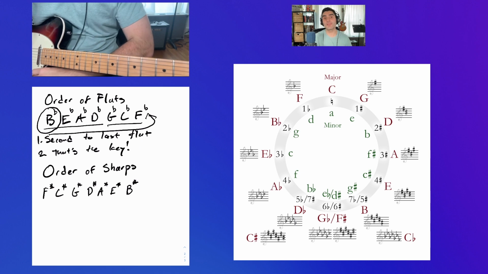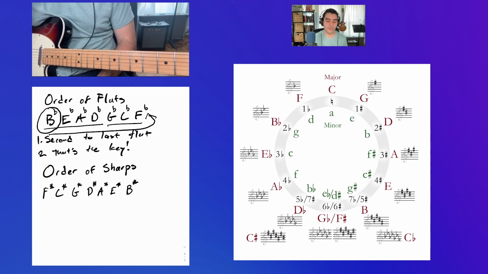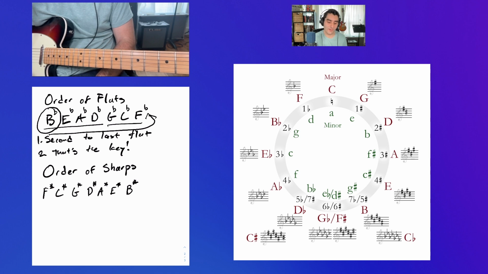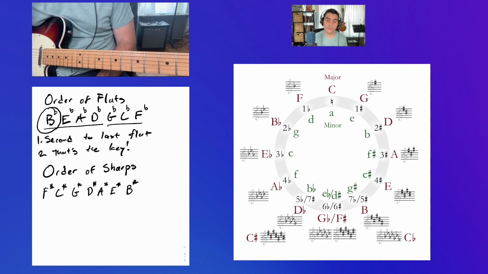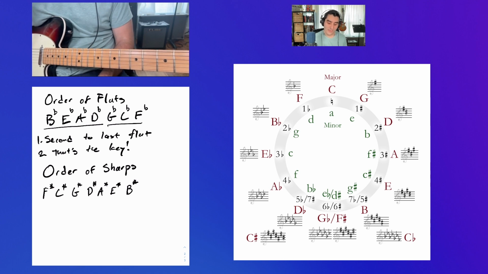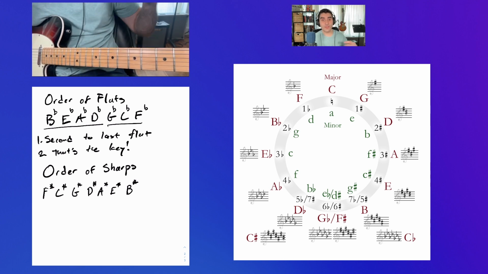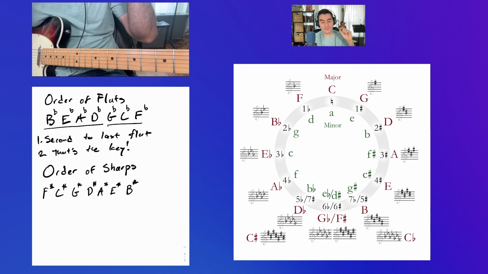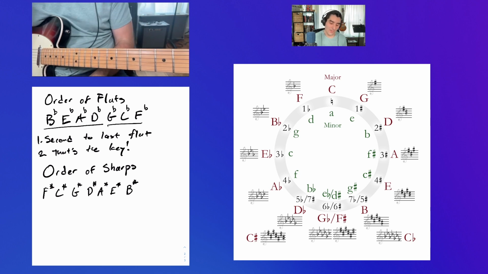That is the only thing that's a little bit confusing about figuring out a flat key signature: you have to remember that the key signature that only has one flat in it is F major. Okay, cool. So what about sharps? Sharps is just a little bit harder, but it's still pretty easy.